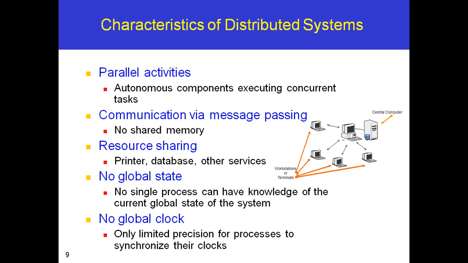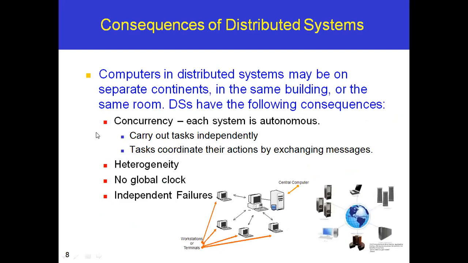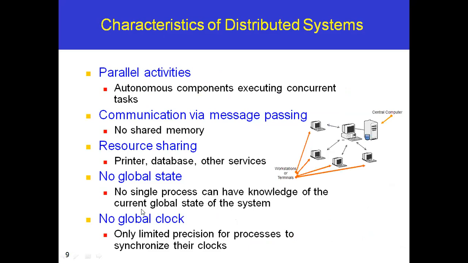Next, no global clock. There is only limited precision for the processes to synchronize their clocks. There is no global clock. I already mentioned this in the consequences of distributed systems, and the same I mention here. Only limited precision for the processes to synchronize their clocks. These are the characteristics of distributed systems. First, parallel activities, communication via message passing, resource sharing, no global state, no global clock.